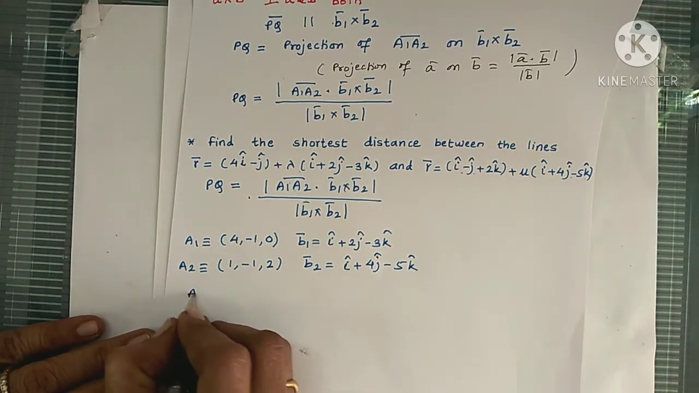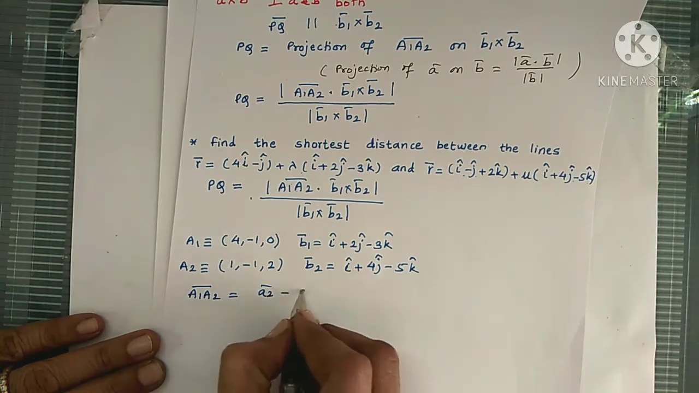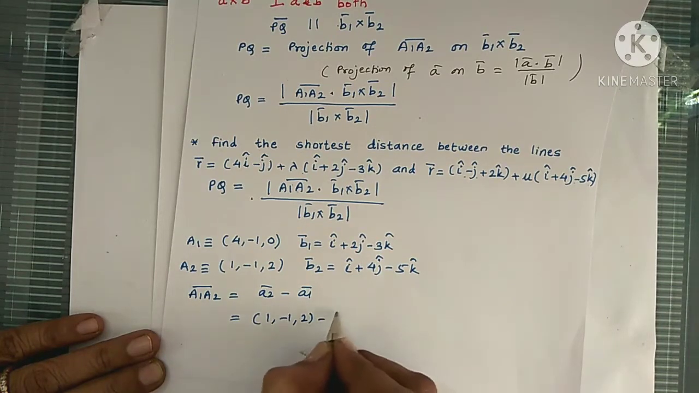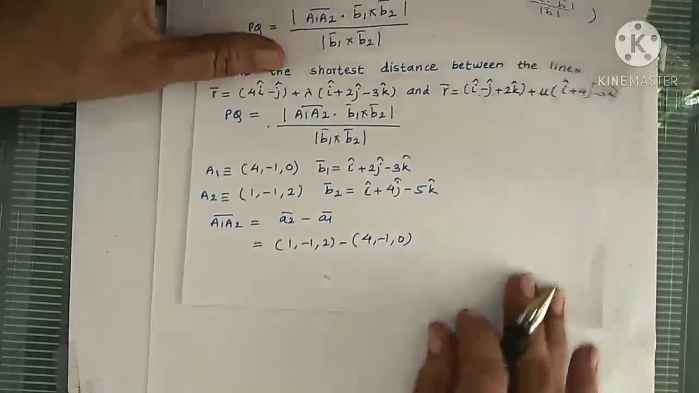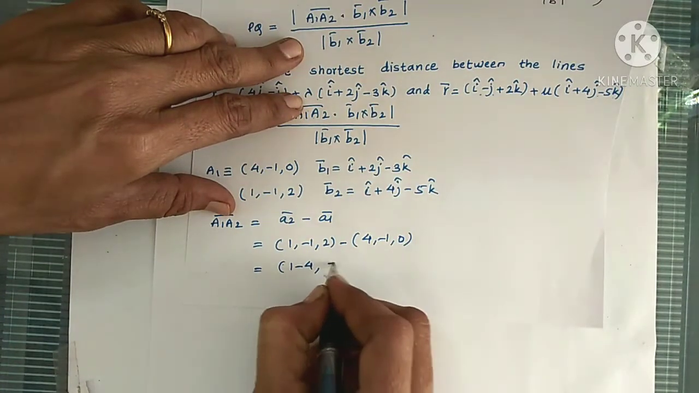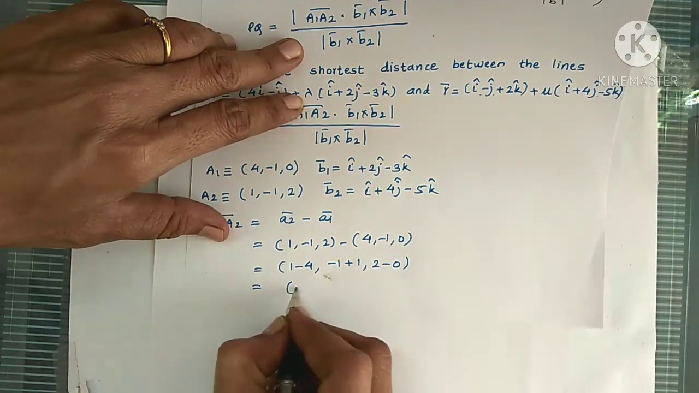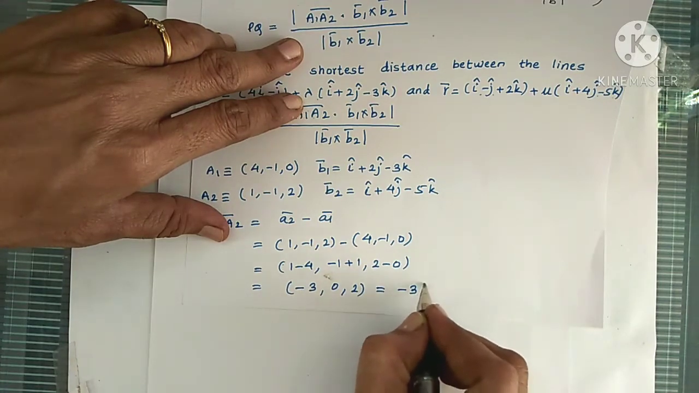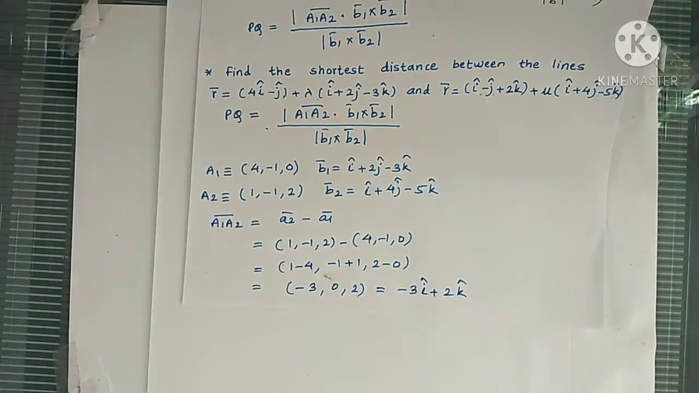So first of all, let's find out A1A2 bar. That is A2 bar minus A1 bar. So (1 minus 4), (minus 1 minus minus 1), (2 minus 0). So that is minus 3, 0, 2. So we have minus 3i plus 2k. So now we have A1A2 bar.